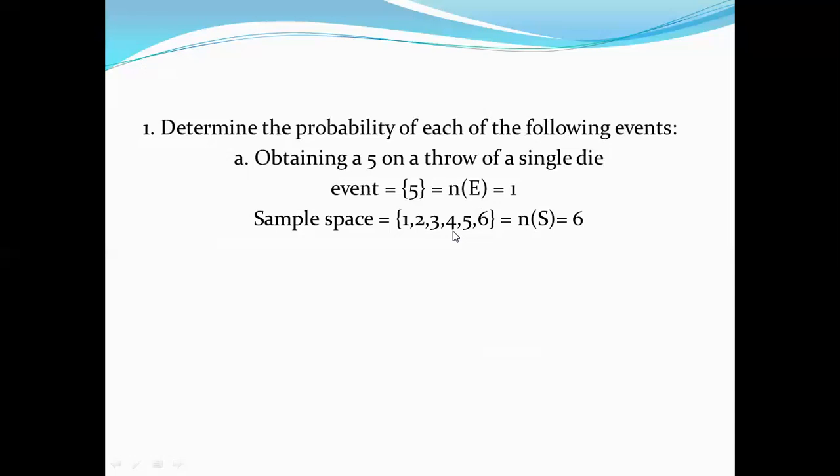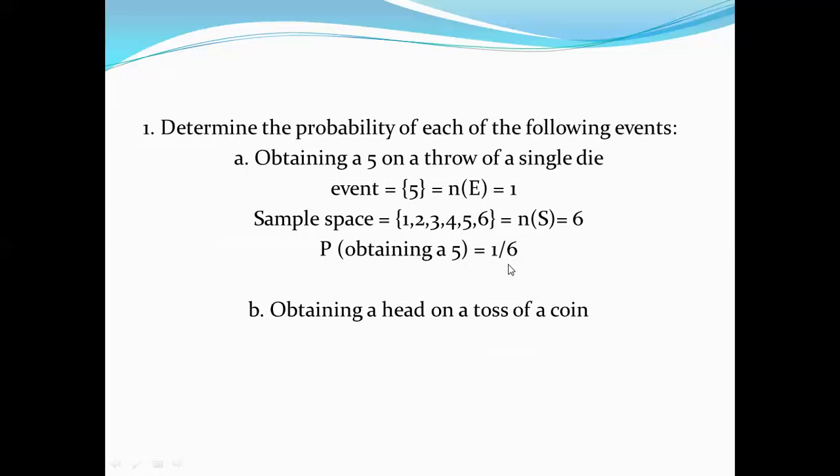Going to sample space, you have 6 possible outcomes in throwing a single die. So counting these outcomes, you have 6 as the number of possible outcomes. Solving for your probability, number of outcomes in the event over the number of outcomes in the sample space, you have now 1 over 6. Okay, so that's the probability of obtaining a 5 on a throw of a single die. What about this one? What's the probability of obtaining a head on a toss of a coin?